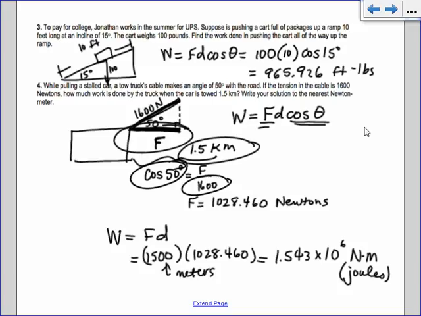So this section isn't one of the most important sections in the second test that you're going to have. I wouldn't worry about it too much, but at least know the formulas. Work equals force times distance times cosine theta. And know how to find the dot product and the angle between two vectors. That's probably the most important thing.